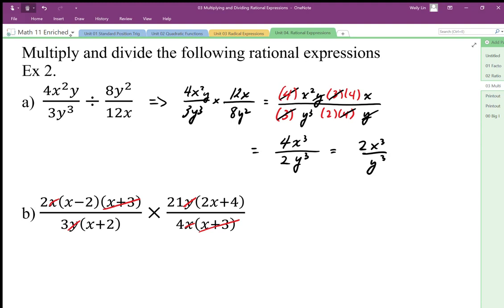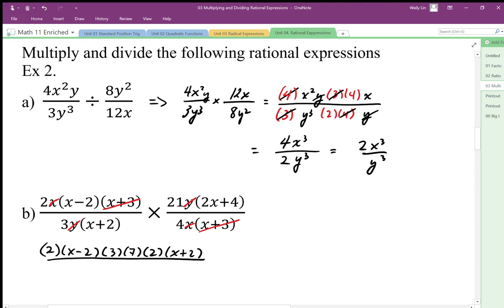Once I've done that, I'm going to rewrite this as 2 times x minus 2. That 21, I see there's a factor of 3 that I can use. And 2x plus 4, there's a common factor of 2. It becomes x plus 2. In the denominator, I have 3 times x plus 2. That 4 I'm going to write as 2 times 2. And that's all that's left.